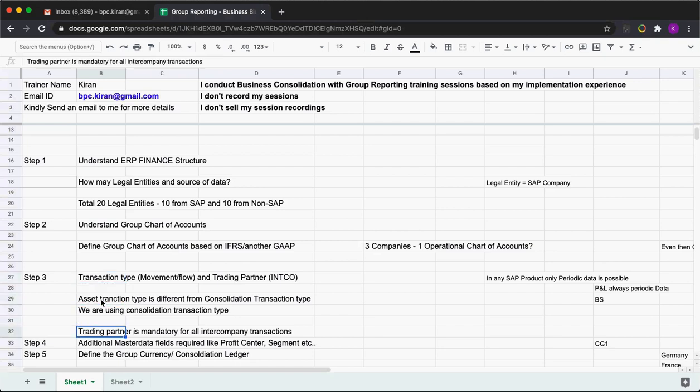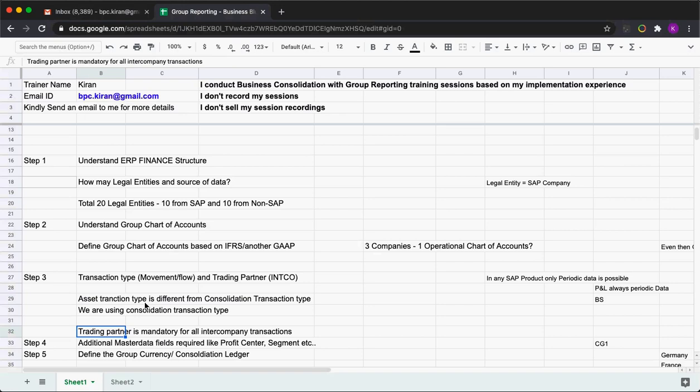Consolidation transaction types are, for example, opening balance, increase, decrease. If you want to track your currency translation difference, use a separate transaction type. And also, you have to mention how the transaction type mapping is maintained when SAP units are moving from ACDOCA to ACDOCU. What do I mean by transaction type mapping? If you see the asset transaction, in FI basically they will have an asset transaction type.